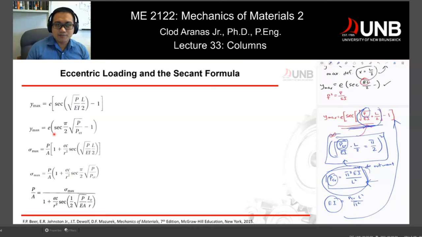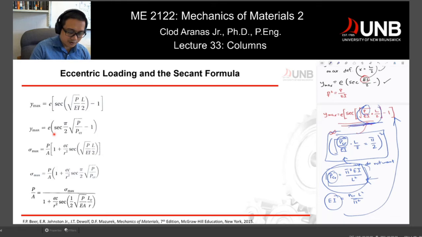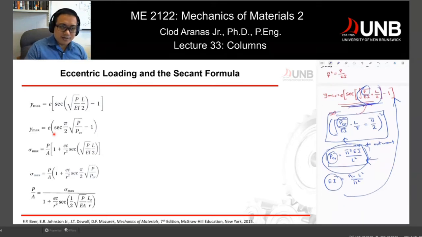And you can see it's based on assuming that you have a central load with additional moment, and then you will see that the equation will become much more complex. So that's for the Y maximum equation. So now, how can you calculate this sigma maximum and all the other equations?